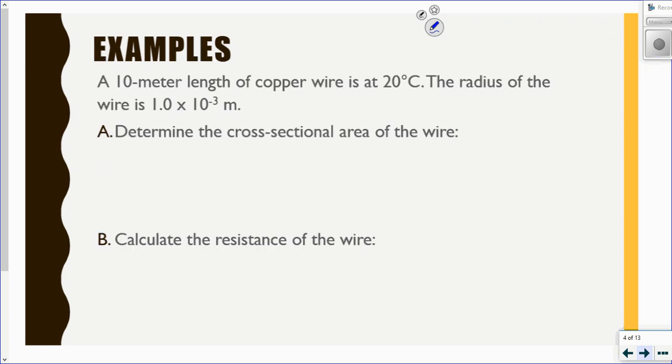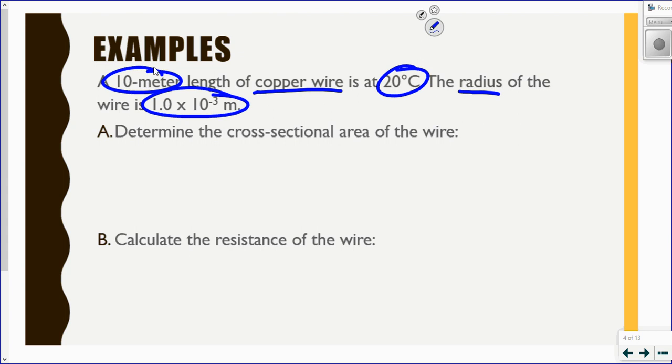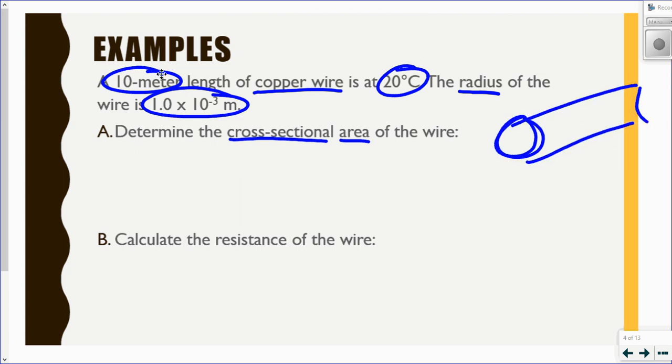So let's do a couple examples using our equation. Here we've got a 10-meter long copper wire. The material is important, at 20 degrees C. We want to know the radius of the wire. They give us the radius of the wire, and it's 1 times 10 to the negative 3 meters. Let's determine the cross-sectional area of the wire. So if this is my wire, I want to determine just the area of the flat part of the wire if I were to cut the circle off.